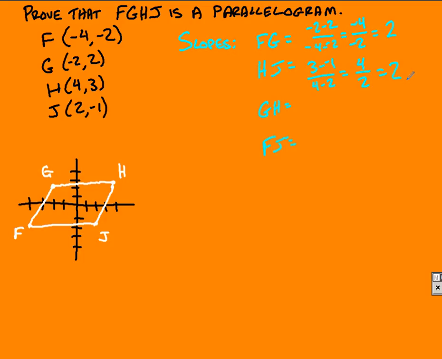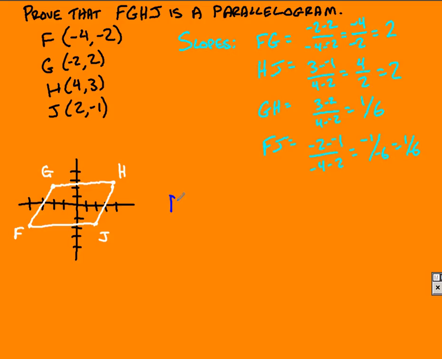Same thing doing G and H. I'll do 3 minus 2 over 4 minus negative 2. Gives me a 1 over 6. And for F and J, it would be negative 2 minus negative 1, and negative 4 minus 2. So I would have negative 1 over negative 6, which is the same as 1 over 6. So that's all you need to show. Since these slopes are the same, that means that you have the parallel sides.